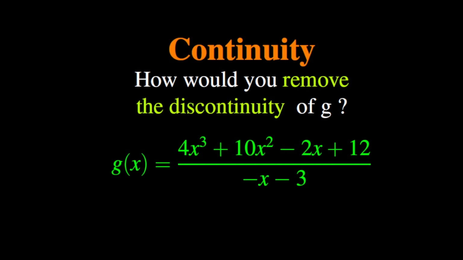In this video, we will try to answer this simple question: how would you remove the discontinuity of the function g of x, defined as follows: g of x is 4x cubed, plus 10x squared, minus 2x, plus 12, over negative x minus 3.